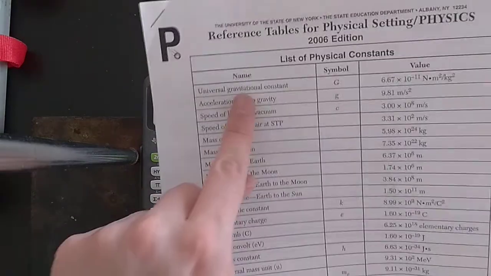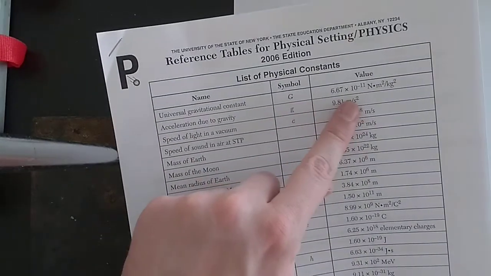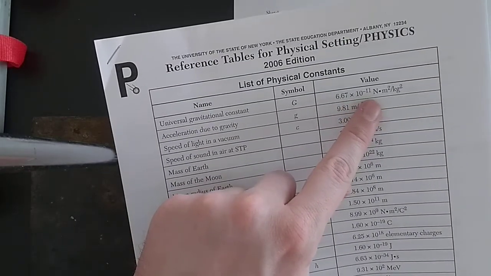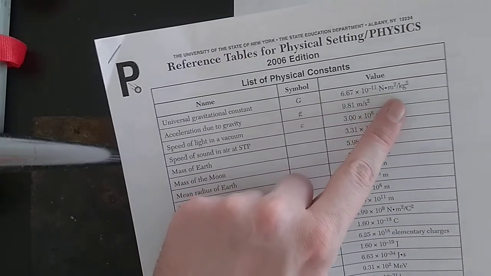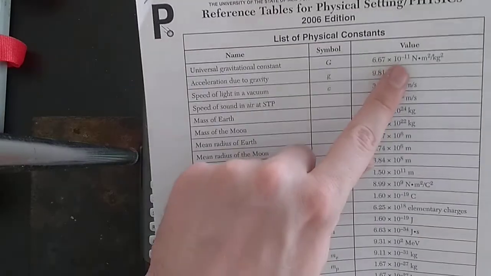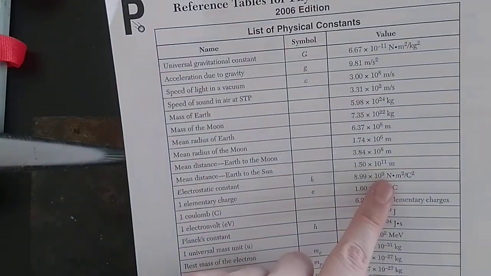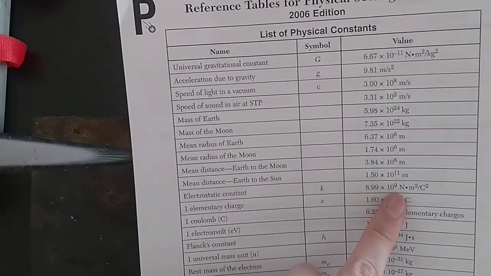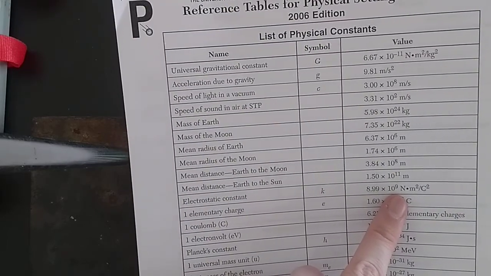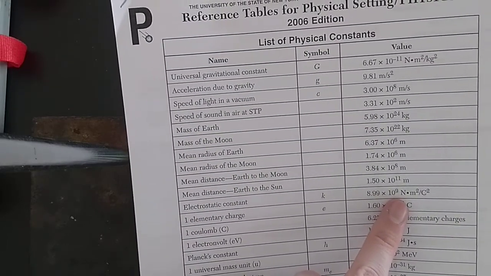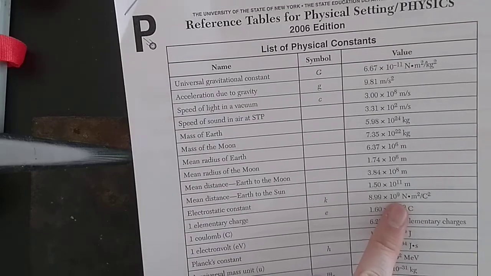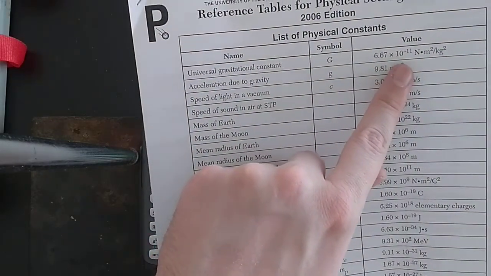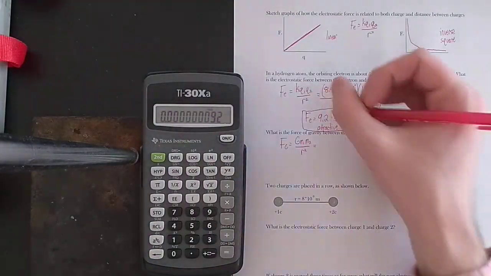Remember that G, the universal gravitational constant, big G, is 6.67 times 10 to the negative 11th newtons times meters squared over kilograms squared. Notice right now that that constant is tiny compared to the electrostatic constant. Electrostatic constant is huge. It's like 899 million or maybe 8 billion or close to 9 billion. This is tiny. It's far less than 1. So that's kind of interesting.